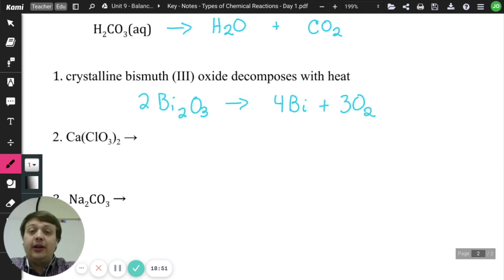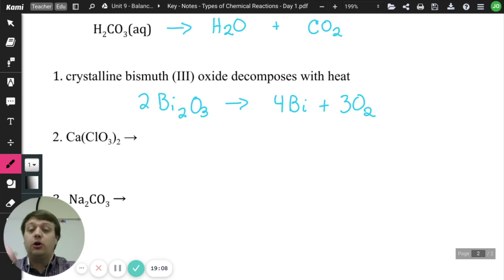All right, so you should have ended up with 2Bi2O3, because that would be that bismuth oxide there, right? We had a bismuth with the charge of +3, oxygen with the charge of -2. Got to cancel that out, so swap, drop, reduce. And that's going to decompose with heat, okay?